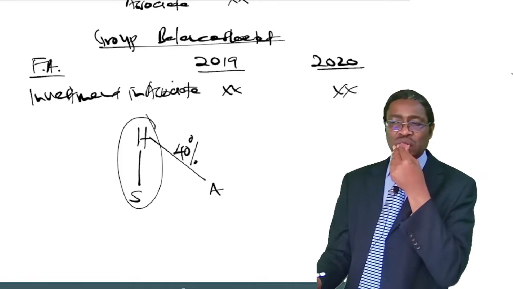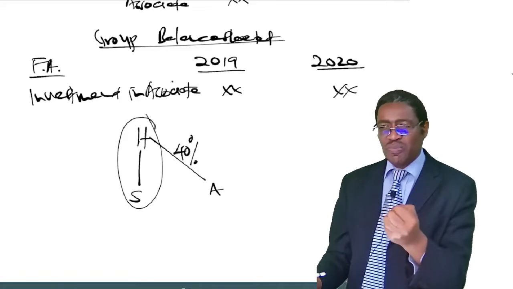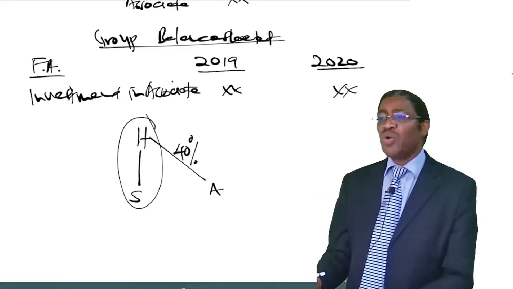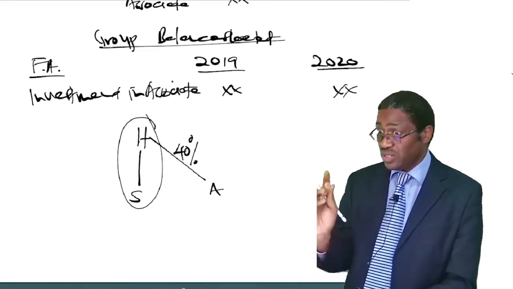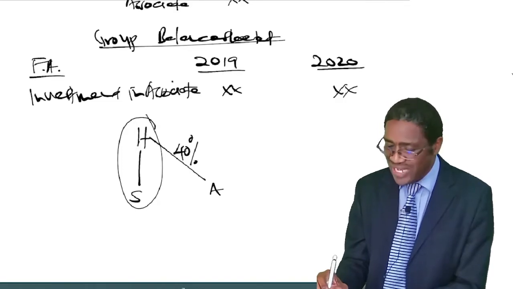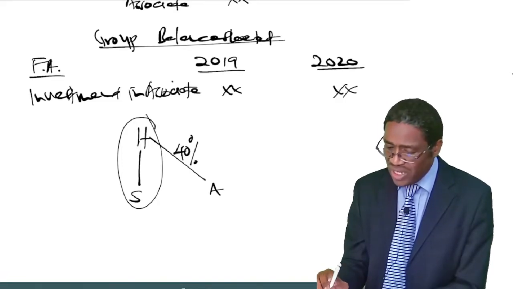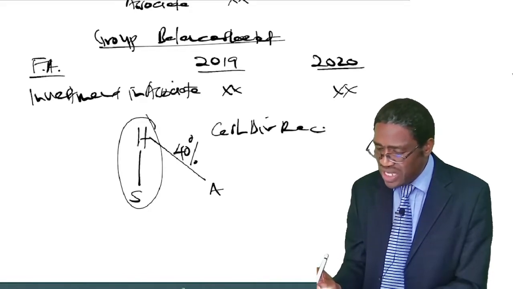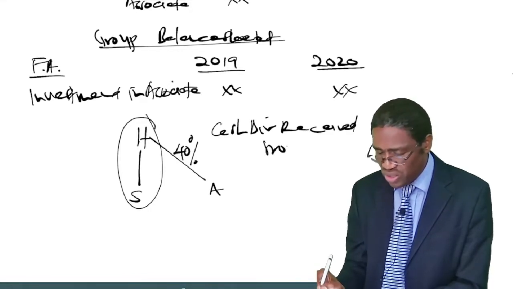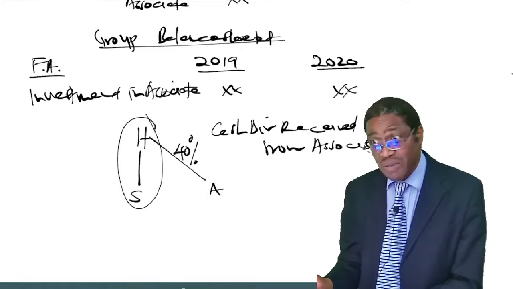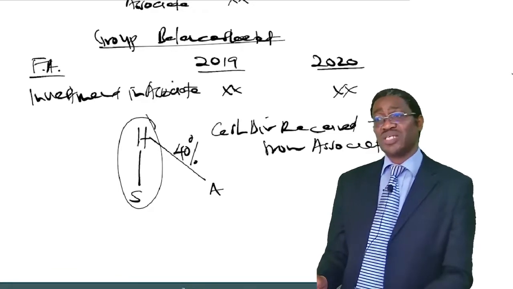Listen now. So our relationship with our associate, when it comes to cash flows, you as a holding company, you have to calculate what we call the cash dividend received from your associate. The cash dividends received from your associate. Remember, you control 40% shares in that associate.